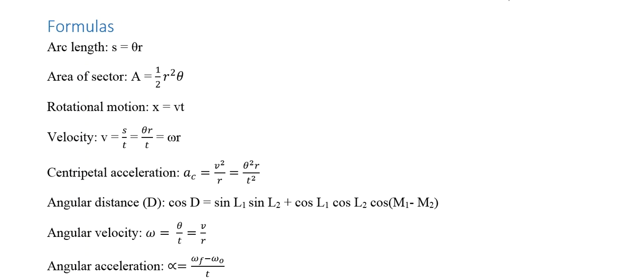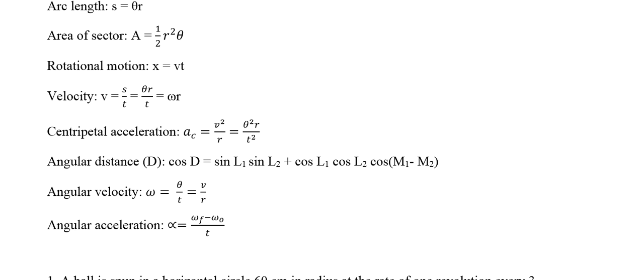We have velocity, which has 3 different versions. On the first one, that S stands for arc length, so it's arc length divided by time. The next one is the other side of the formula for arc length, so that's with the angle and the radius divided by time. And then the third one, that symbol that might be new to you there is omega. It stands for angular velocity, and so it would be the angular velocity times the radius. So the one you choose will depend on what information is given to you.